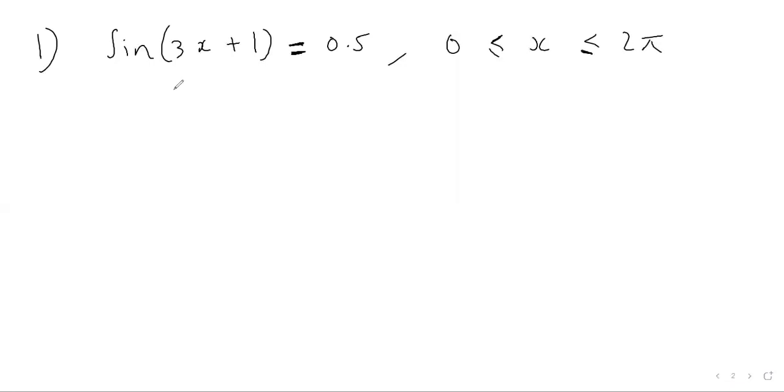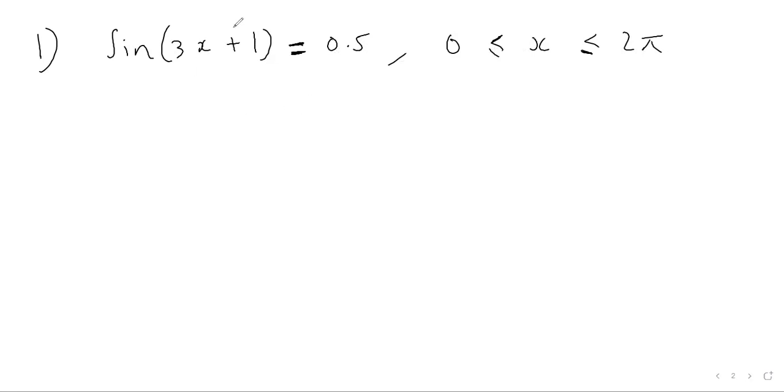With this first one, we want to solve sine of 3x plus 1 equals 0.5 with x values between 0 and 2 pi. So we want to make sure that our final solution or solutions will be between 0 and 2 pi. That's what we want to do with this example here.